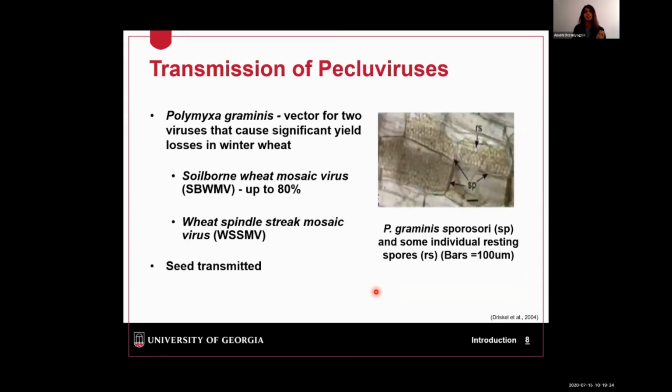The vector Polymyxa graminis, which transmits the 2 viruses, is present within the US. And these viruses are very important for winter wheat since they cause a significant yield loss in winter wheat. The other important fact that makes this important in the quarantine aspect is that it is seed transmitted, which makes this highly difficult to control unless you develop a resistant variety, which takes a huge effort and a good amount of time.